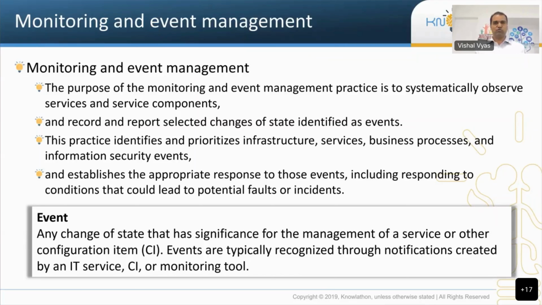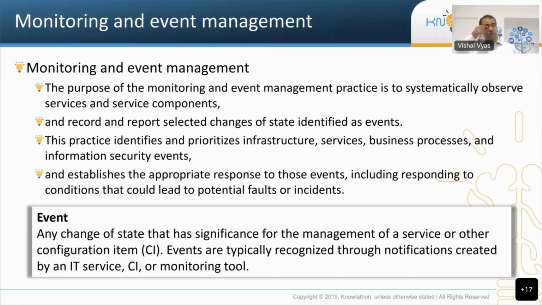Those monitoring tools will immediately alert you. So you set rules, and if something is going beyond that rule, it immediately sends you an alert that this is exceeding the threshold or this is nearing the threshold. Look at it. The purpose of monitoring and event management practice is to systematically observe services and service components and record and report selected changes of state identified as events. The practice identifies and prioritizes infrastructure events, services events, business process events, and information security events.